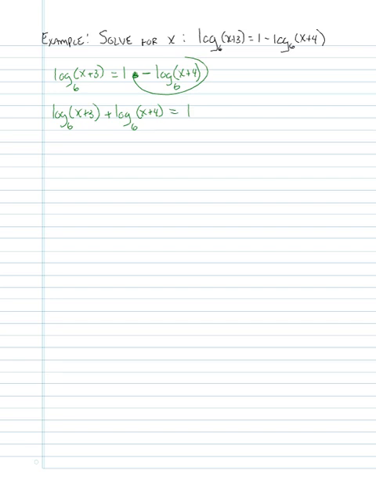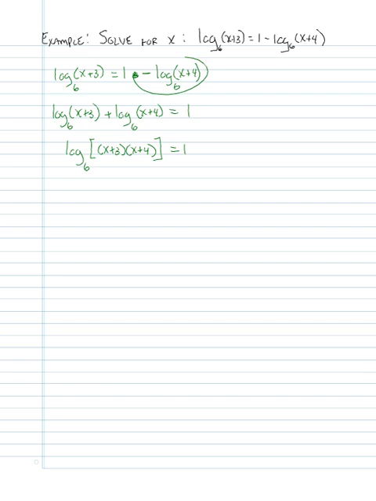Now, my laws of logarithms say that when I'm adding two logarithms of the same base, it's important that they're both base 6, I can create a single logarithm where I multiply the two arguments together to be the factors of the new argument. So I can change this into the logarithm of a new argument, which is x plus 3, the first argument, times x plus 4, the second argument. Of course, it's base 6, and it's equal to 1.